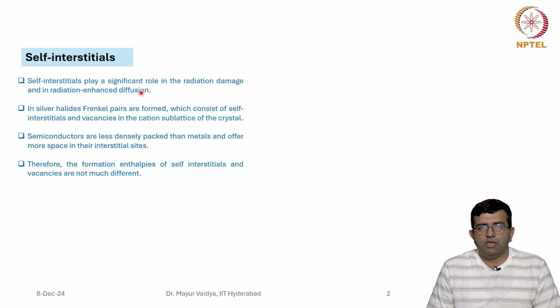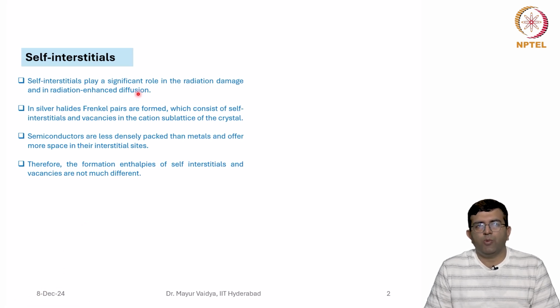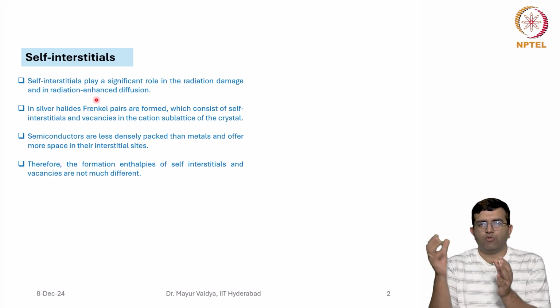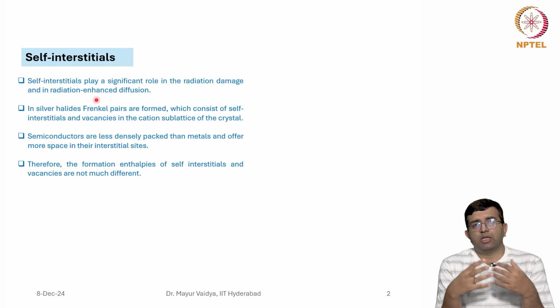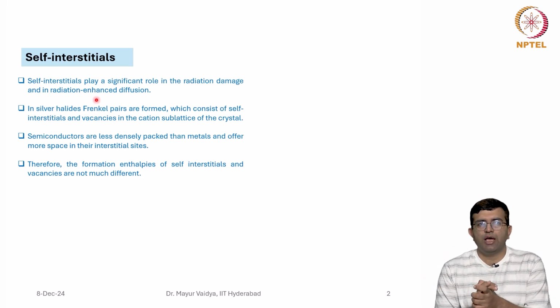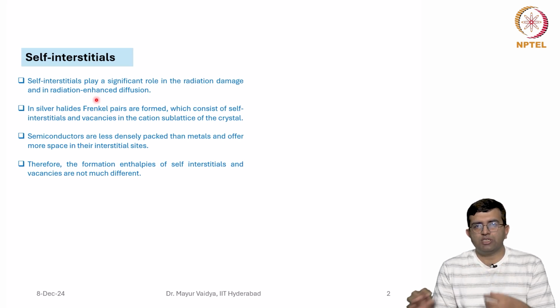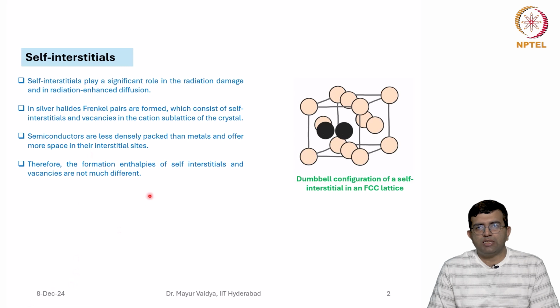Self-interstitials play a significant role, particularly when you have radiation enhanced diffusion. That means if the material is exposed to radiation, it is possible that self-interstitials, which is nothing but the parent atom itself moving to one of the interstitial sites, are formed. They are typically observed in some of the silver halides, AgCl, AgBr, and they exhibit a kind of dumbbell configuration. They are less common in metals. I will shortly show you why.